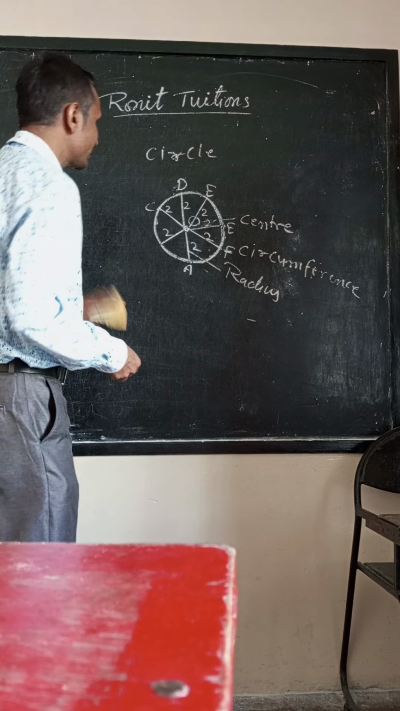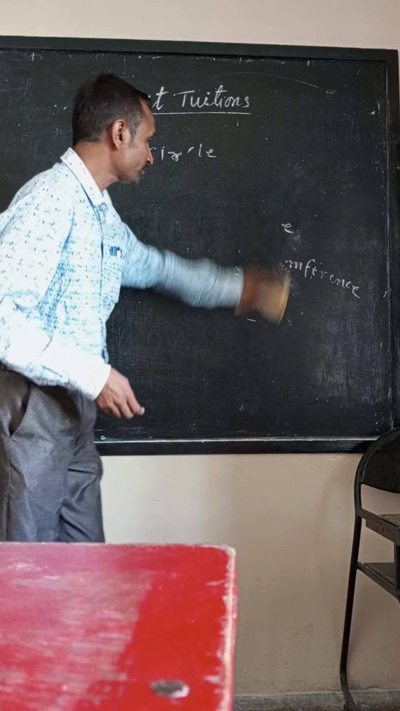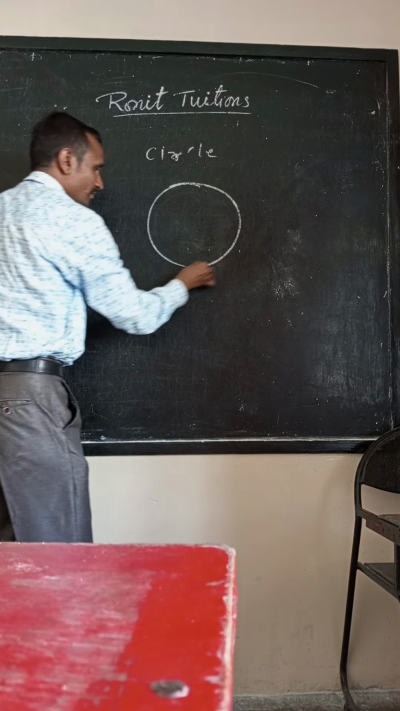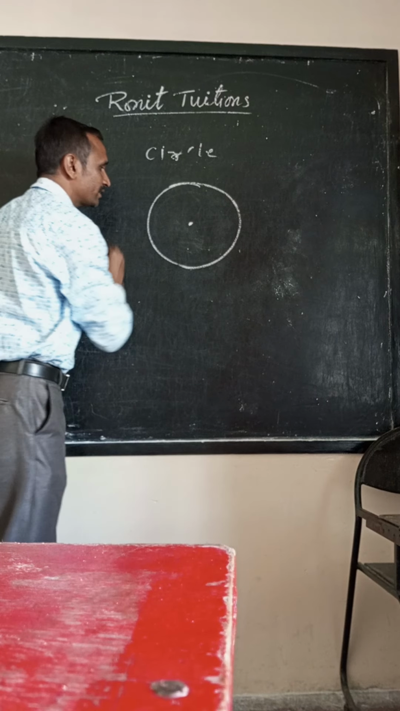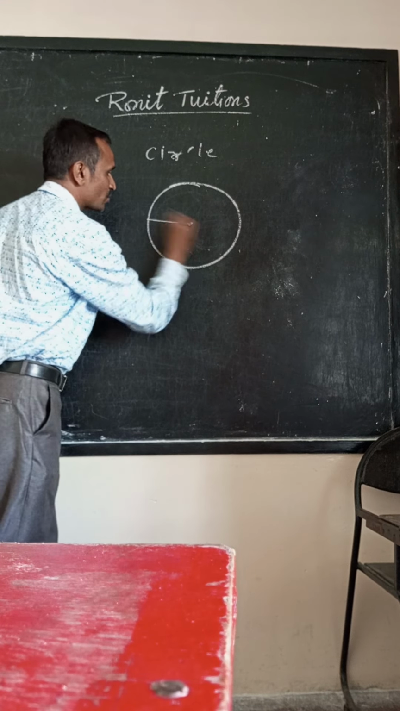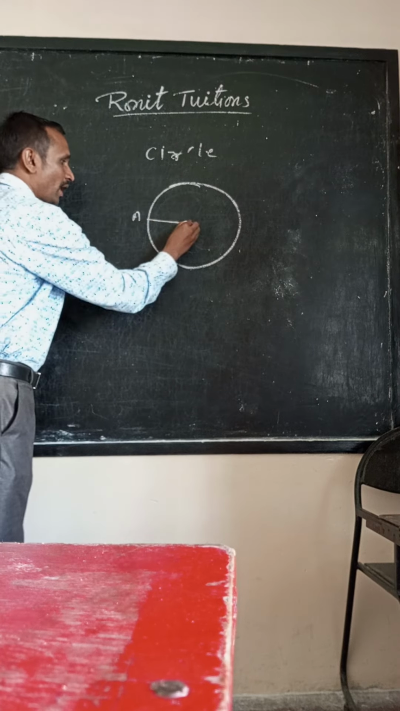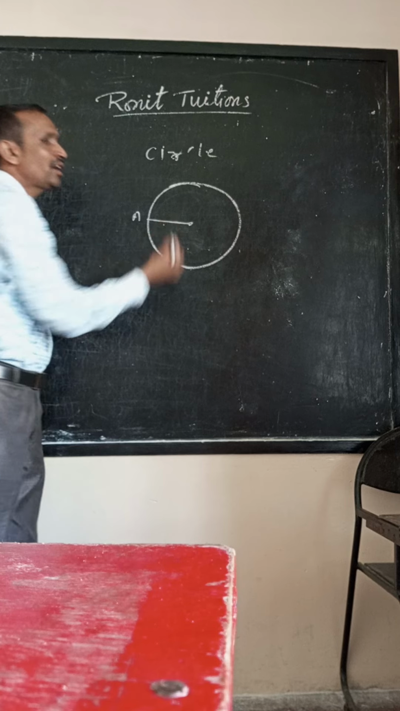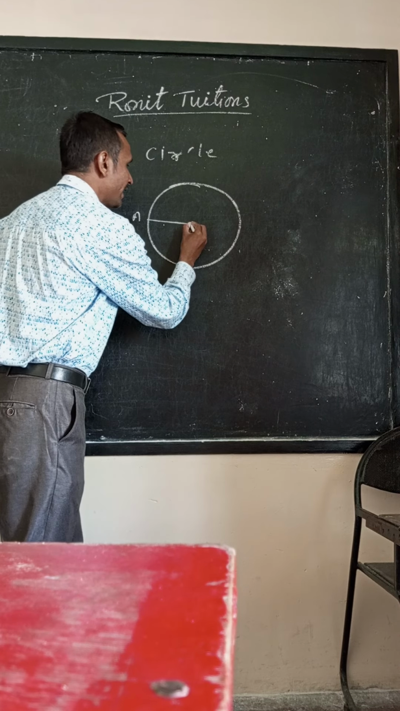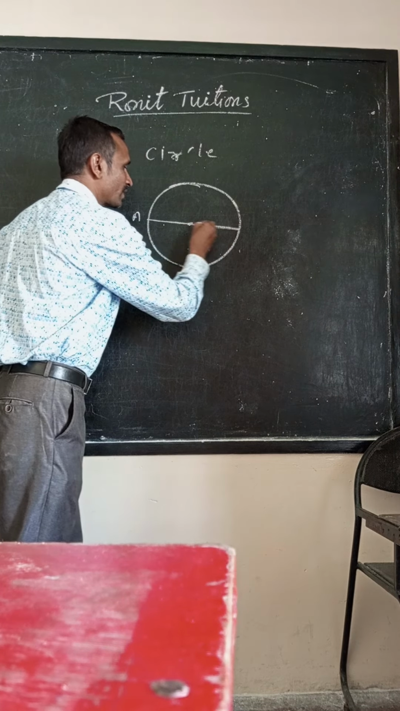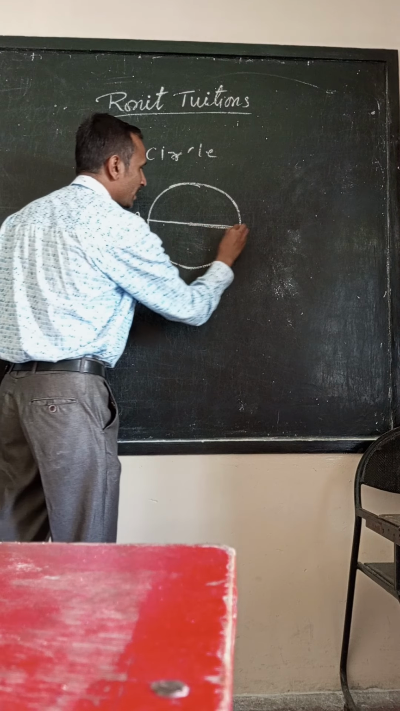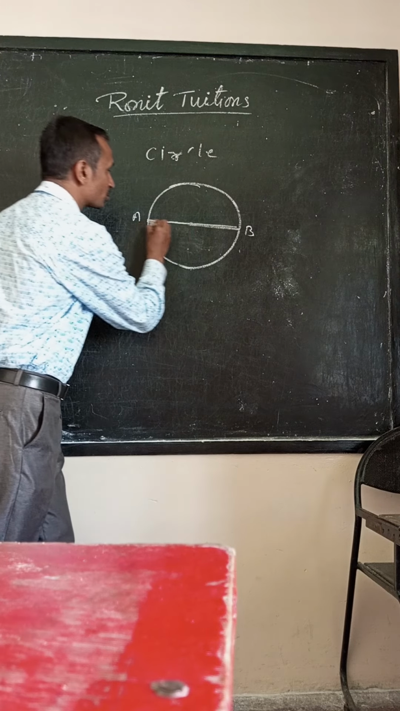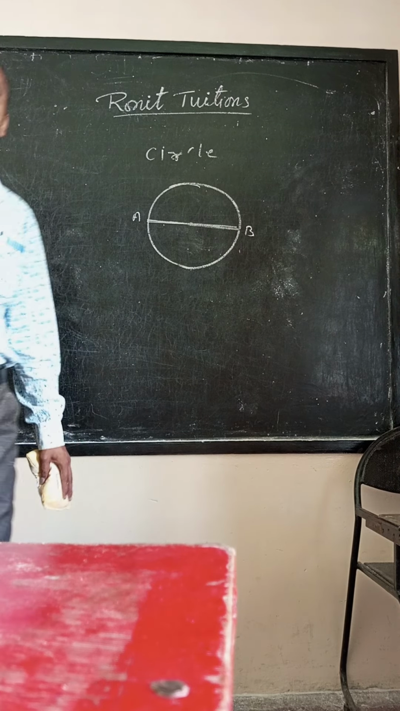Another thing, in this circle, O is the center. I join this one to A, and this is the radius. It is denoted by small r or capital R. And it is extended further to B. This total part makes the circle in half and half. This joined together is known as the diameter.